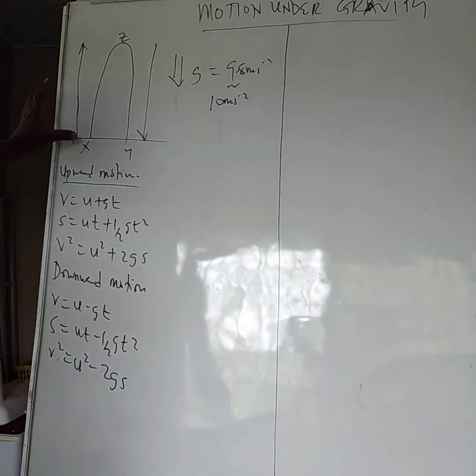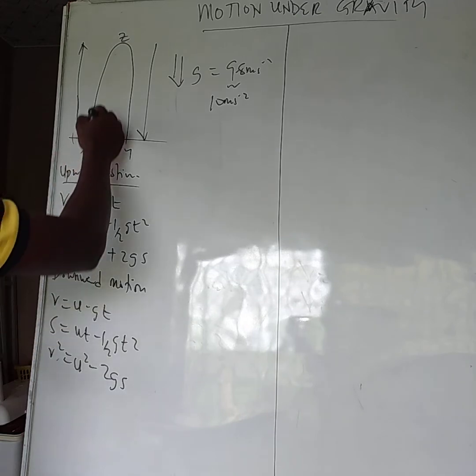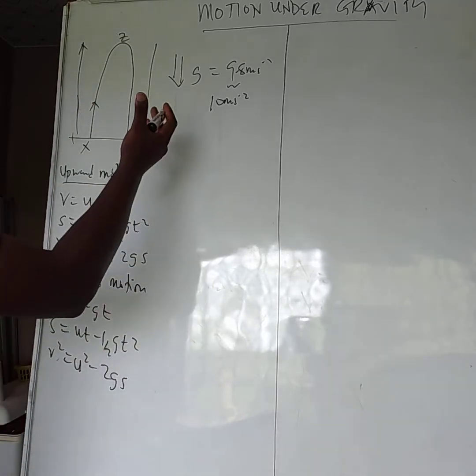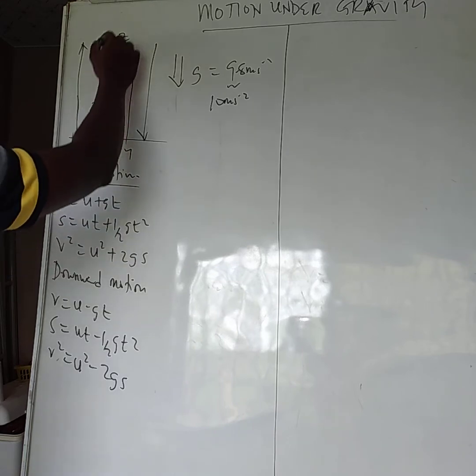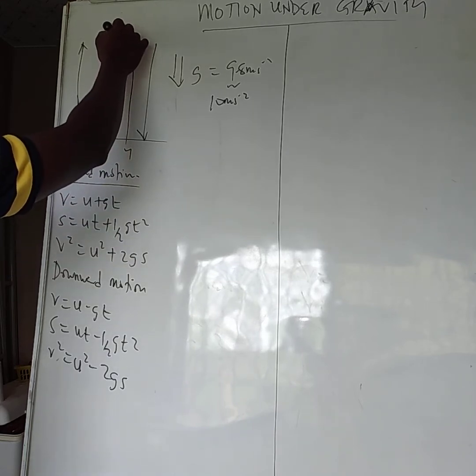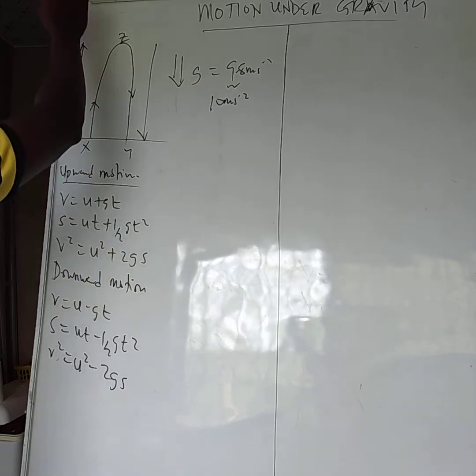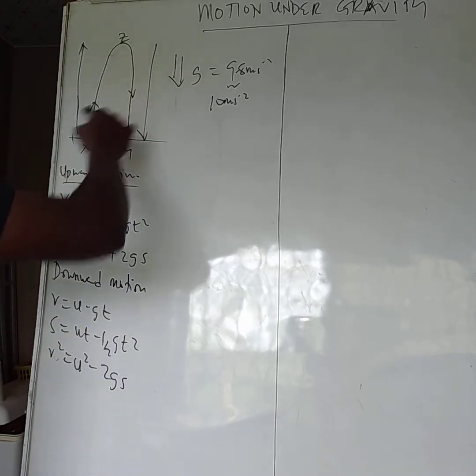Like I said previously, I have a movement of a body from X. A body is thrown upward. So I throw a body vertically upward from X. It goes to Z, where it stops for a while before it comes back towards Y. So this is the upward movement, and this is the downward movement.